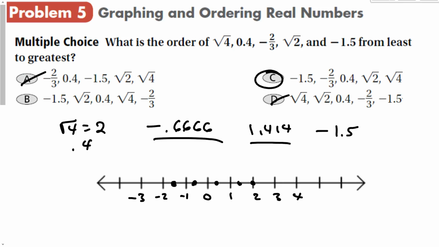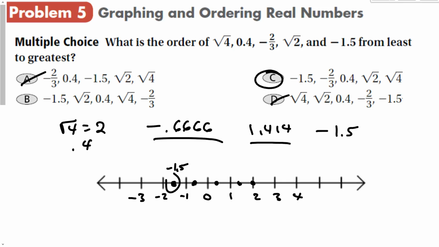So we can put all of these things on a number line and figure out where they go from least to greatest. Now, of course, we should label our number line way better than I did. Okay, so we should say this is negative 1.5 and so on, just to be clear.